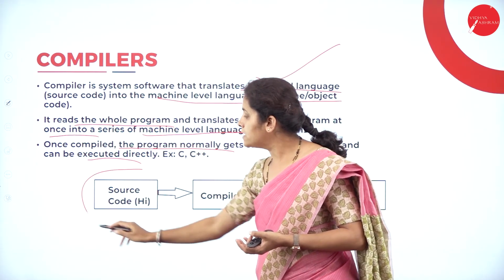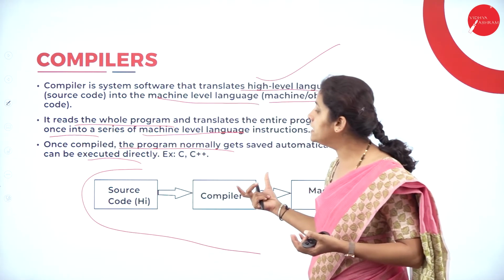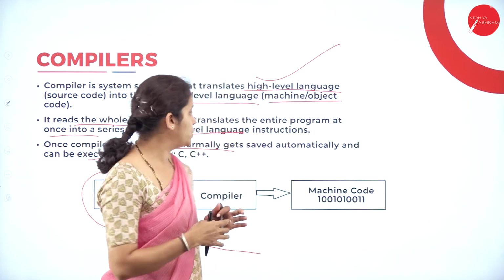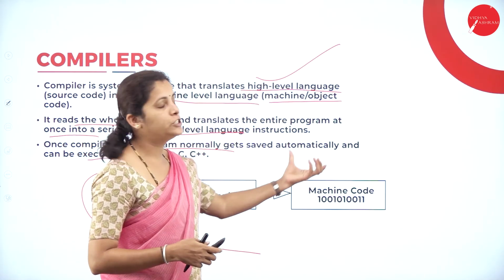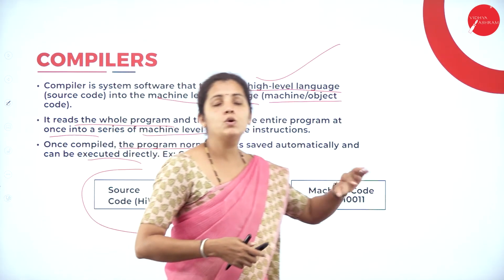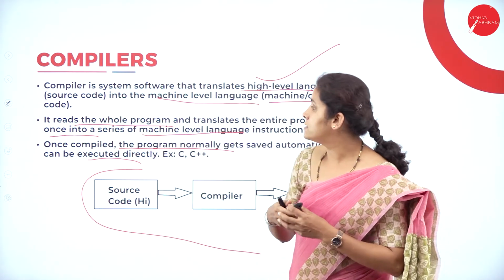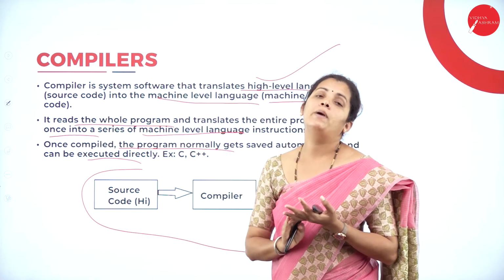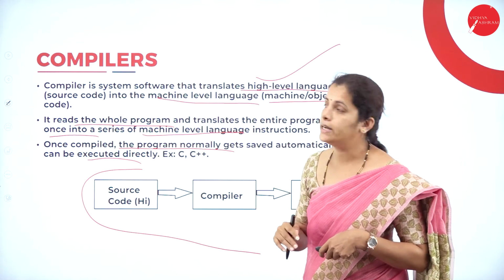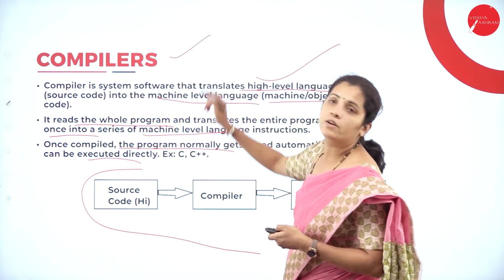So consider the example here: the source code, that is the input to your compiler, is in a high level programming language. Then what is the output of your compiler? That is machine code, that is nothing but your binary code, zeros and ones. So here in a compiler all the programs are compiled once. That means all the lines are compiled once and it is stored automatically and executed. So here the best example of system software is the compiler.